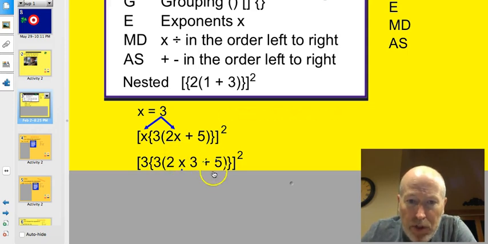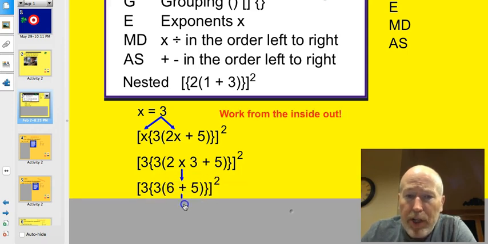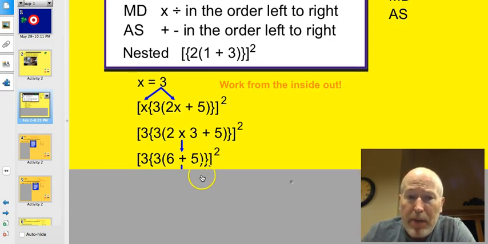Here's the innermost set of brackets. And inside that, we have multiplication and addition. If we follow the order of operations, we have to do that multiplication first. We do the 2 times 3, and we get 6. But we have one other operation in there that we have to complete in the inner parentheses first, and that is the addition. So our next step then would be to do that.